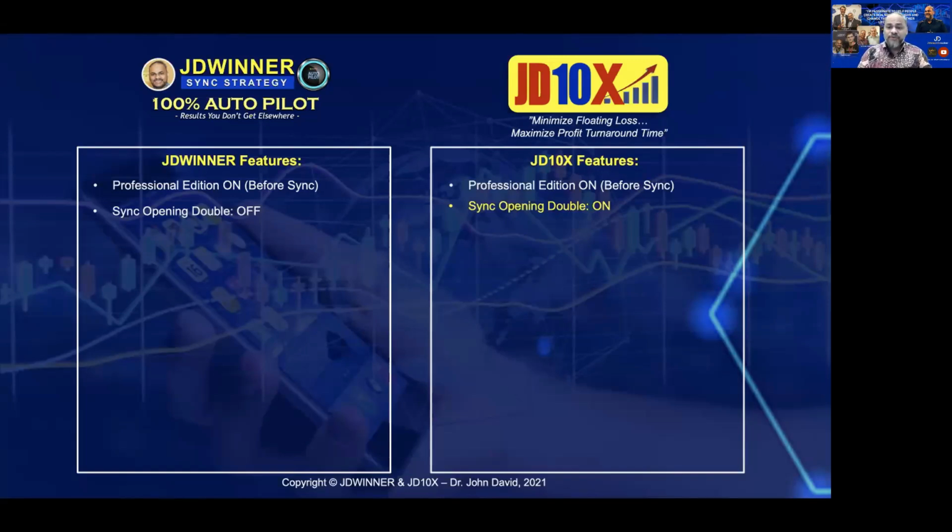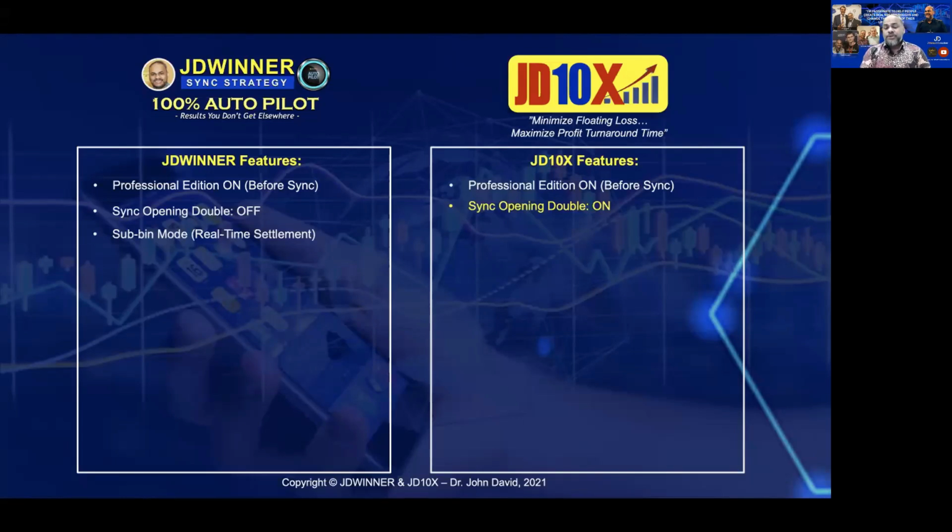So what is the point of you being part of JD10X? Can you see that? Now, this is a very, very important differentiation, and make sure you turn it on. Your sync double open is on when you actually activate your sync strategy. I will show you later very shortly.